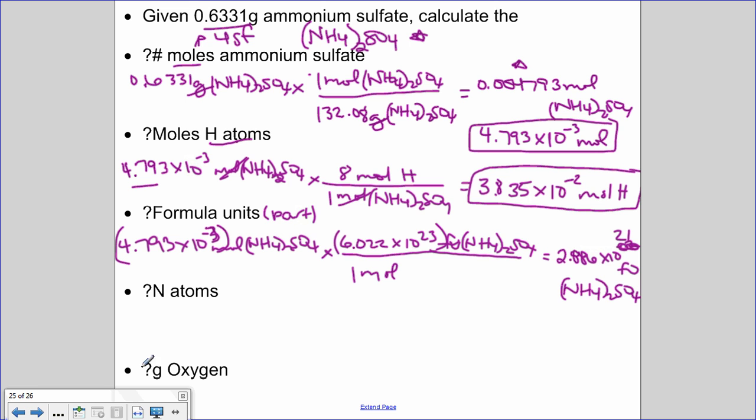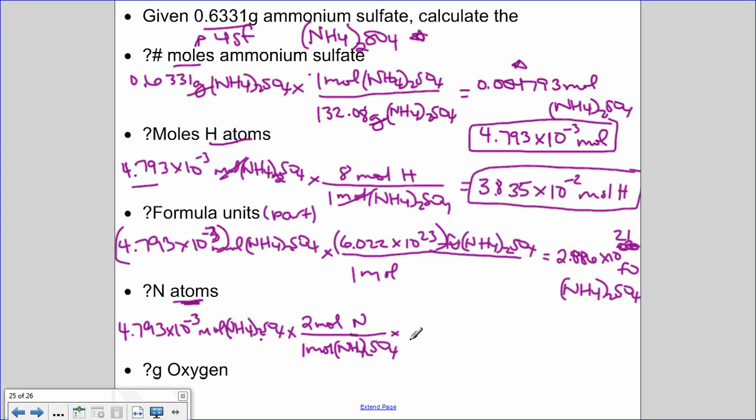All right, we're getting down to the end here. Nitrogen atoms. Now this is where I actually want to know the number of atoms, which means to me a particle, which should be ringing the bell of Avogadro's number again. In this case, I'm going to start again with my 4.793 times 10 to the negative 3 moles of ammonium sulfate. And I need to go ahead and get to something smaller. So a smaller component of the ammonium sulfate would be moles of nitrogen. So let's do like we did above with the hydrogen. 1 mole of ammonium sulfate, (NH4)2SO4, has how many moles of nitrogen? I see this 2 here, subscript, is referring to 2 nitrogen moles. So 2 moles of N.